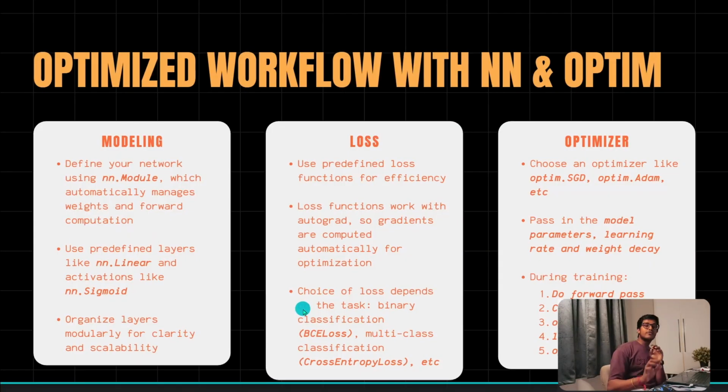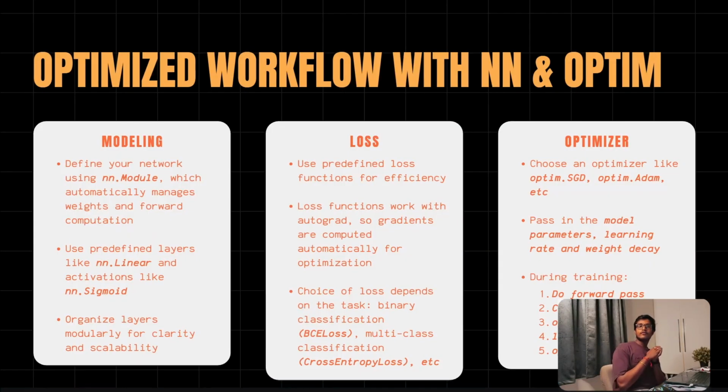Alright guys, so now that we know what the NN and Optim modules are, let us see how we can optimize our pipeline using these. So let's go. So first, instead of manually coding our neural network from scratch, we use this NN module for building our model. Here we use its predefined layers and activations to create our layers and to organize them in a better structure. And that's why this model becomes very scalable and also easy to debug whenever we are revisiting it in the future.